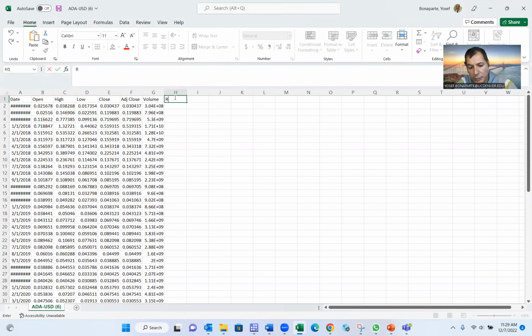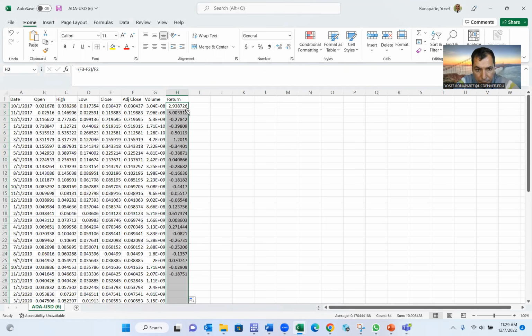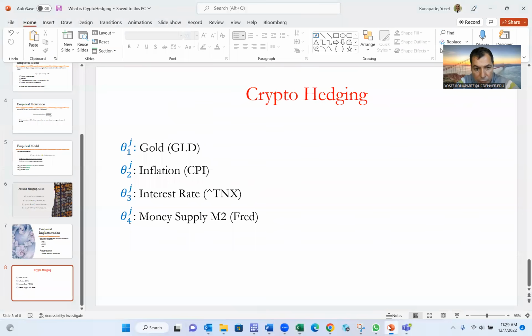So the return for Cardano is the following, equals November 1st, October 1st. So the return in October: adjusted close at the end of the month minus adjusted close at the beginning of the month, divided by adjusted close at the beginning of the month. That's a return. Boom.